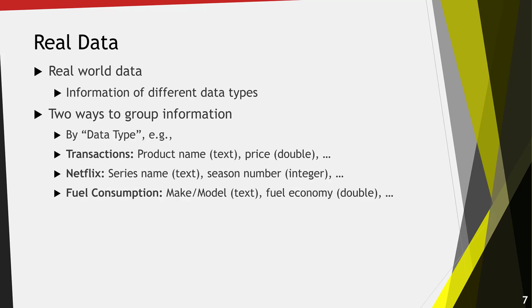The second way to group information might be by data type. So for transactions, you could think about the names of every product that were sold. That would be some text. You could think about the price at which each product was sold. That would be a double. Likewise for Netflix, you could think about the series name. That would be text. But you could think about the season number, which might be an integer. And with fuel consumption, you might think about the vehicle make or model, which is text, and the fuel economy, which would probably be stored as a double.